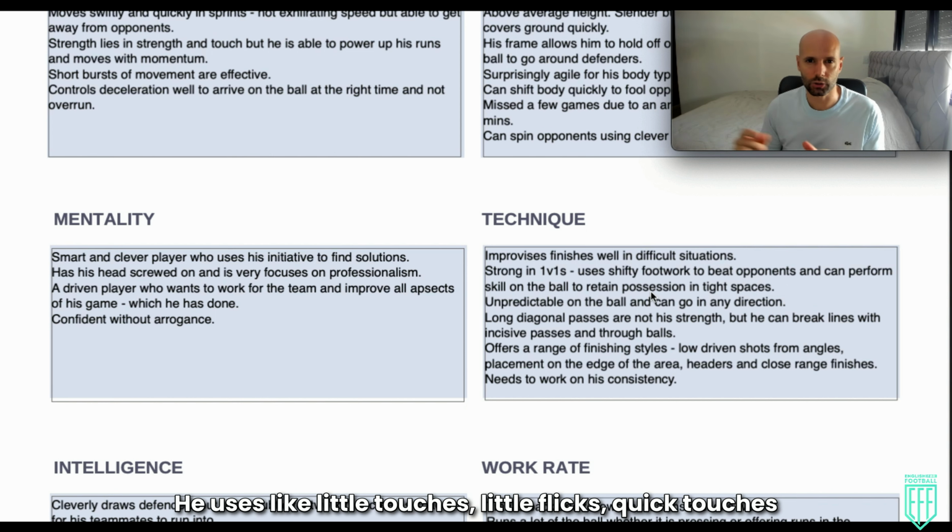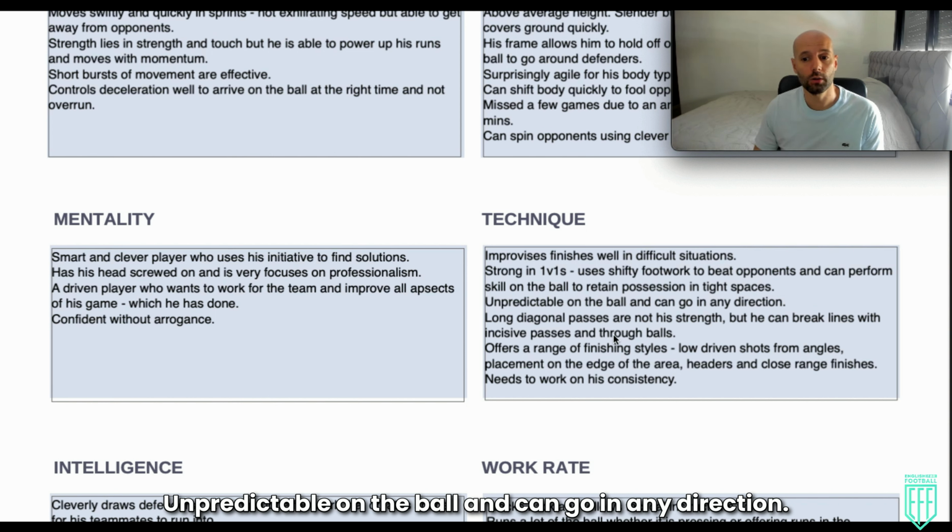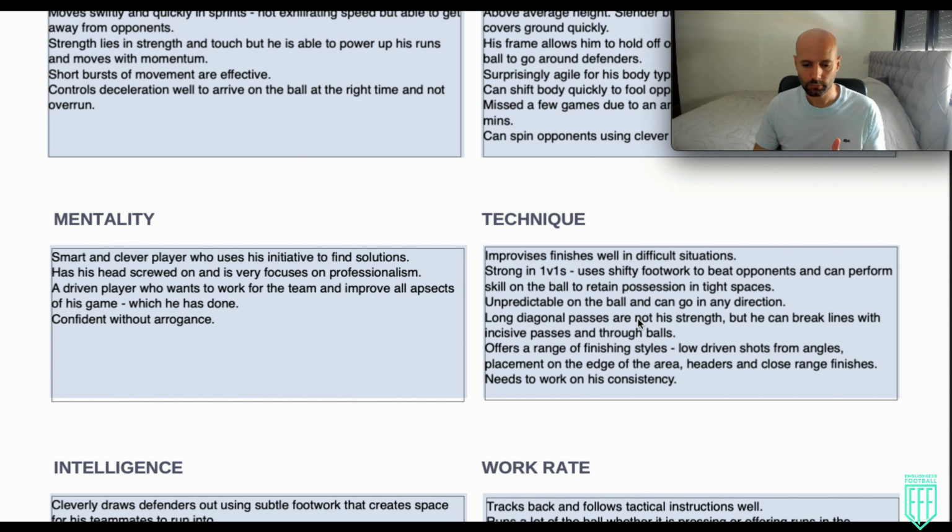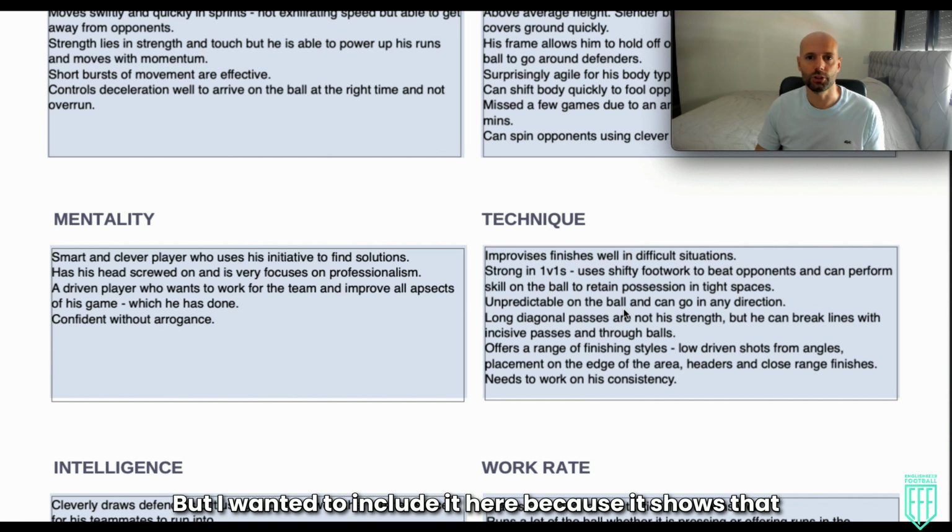He uses little touches, little flicks, quick touches of the ball into space, just very subtle movements. So I used a phrase like that. "Unpredictable on the ball and can go in any direction." This could probably come into other aspects as well, like intelligence. But I wanted to include it here because it shows that on the ball with his feet, he can change, and he makes it unpredictable.